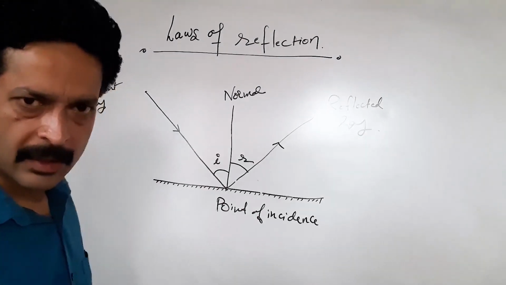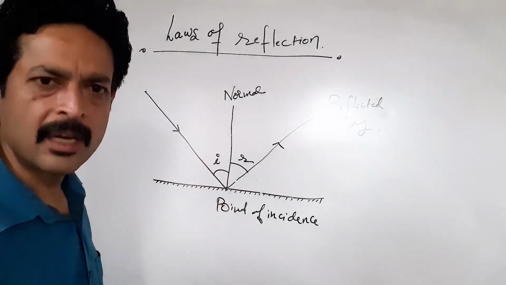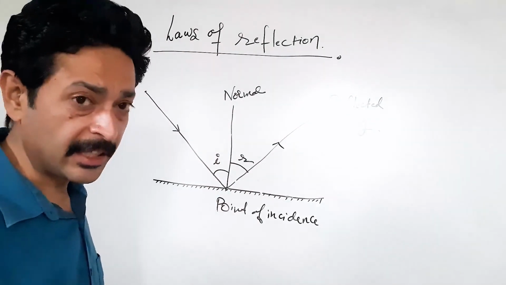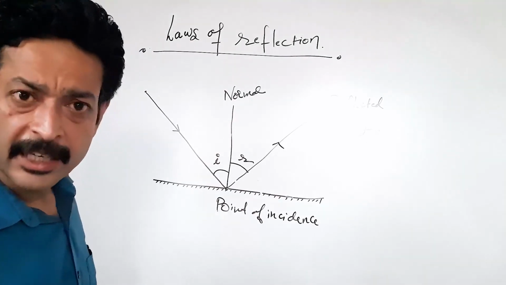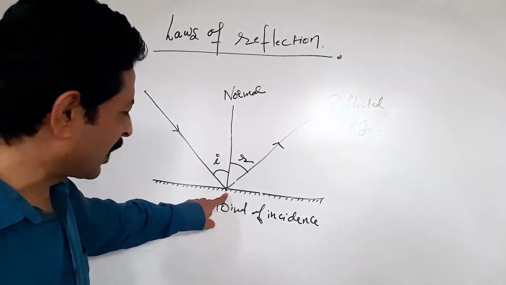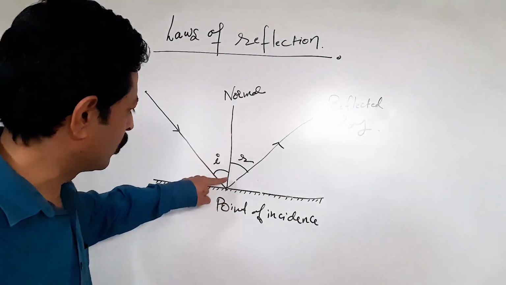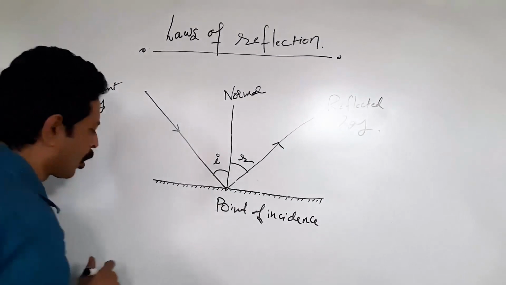Students, remember one thing. This normal is an imaginary line. This is not a ray. It is an imaginary line that we draw at the point of incidence perpendicular to the mirror. Okay. Now we have two laws.